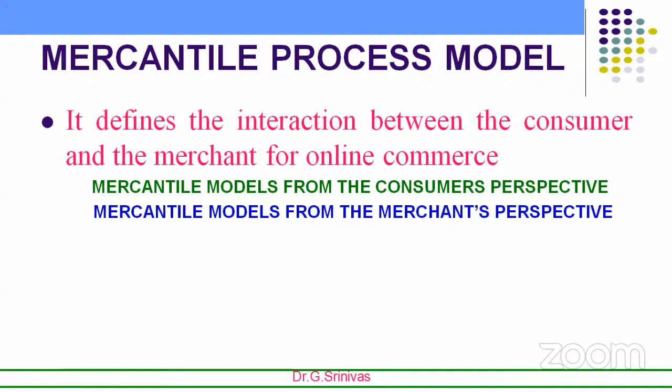After confirming the payment, he will deliver the products. Similarly, he will send the invoice and confirmation message to the customer. Then the customer will take the products. After getting the products, he will go for post purchase services. So this total process is called the mercantile process model. It is the activities of the customer and the activities of the merchant to complete a transaction.